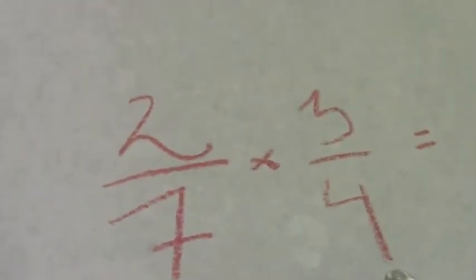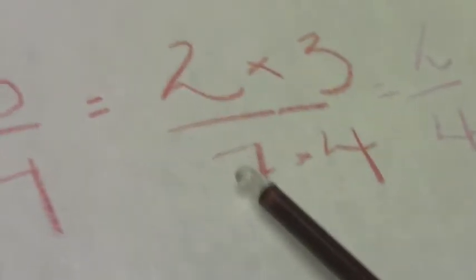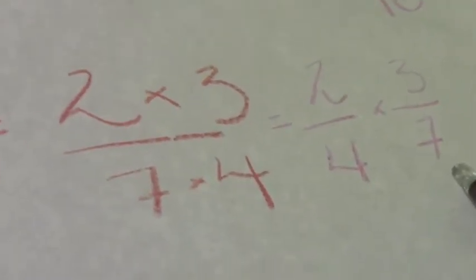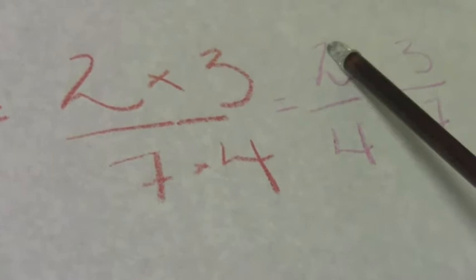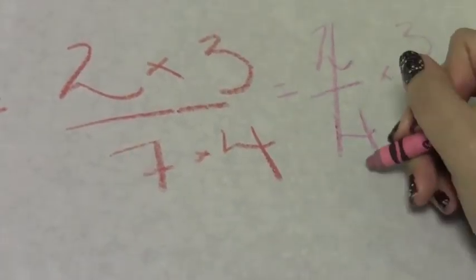Let's look at another example. 2/7 times 3/4. That can also be written as 2 times 3 over 7 times 4 because you're keeping the numerators together and the denominators together. You can rewrite this as 2 over 4 times 3 over 7 because the order doesn't matter in multiplication due to the commutative property. You would then simplify 2/4, which would become 1/2.